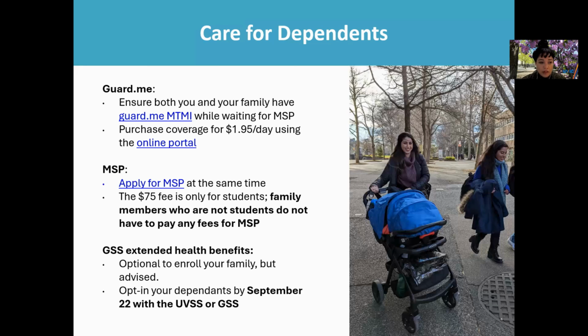However, the $75 monthly fee only applies to international students on a study permit. So family members who are not students, for example, a spouse with a spousal work permit or a minor child who's attending public school, do not have to pay any fees for MSP. For the student union benefits, there is the option to enroll your family. Although it's optional, I would say it's highly advised. It's going to be a really critical piece to making sure your family have the care they need. And if you would like to opt in, that is by September 22nd as well.